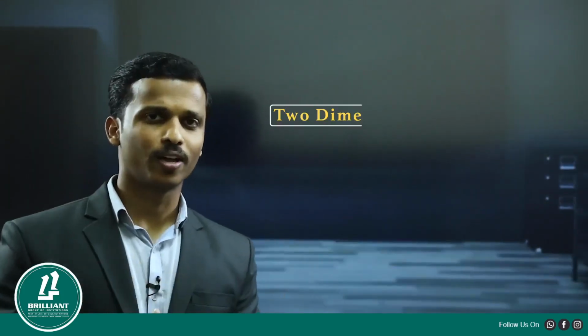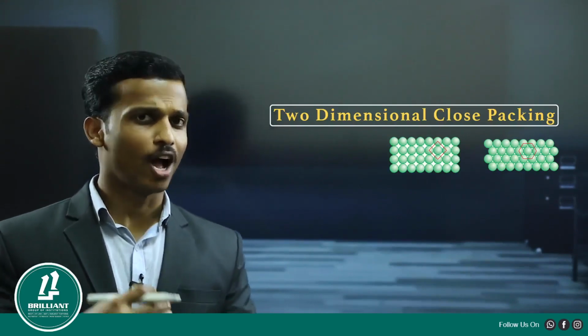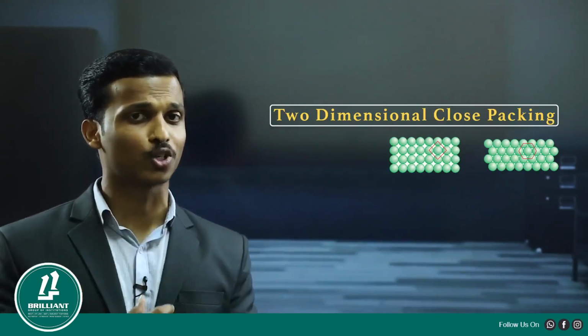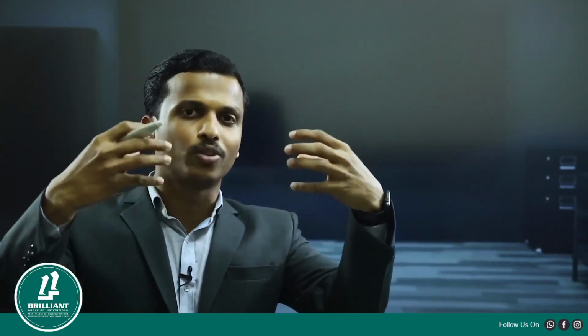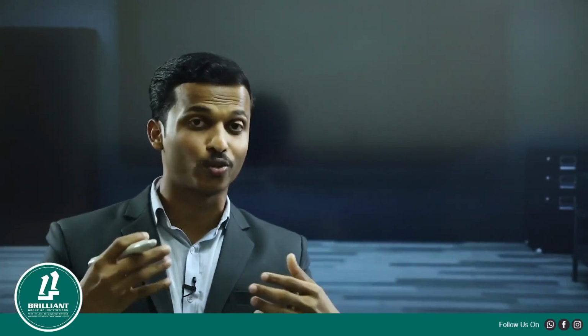Now let's go for two-dimensional arrangement. How can we generate two-dimensional close packing? I already told you what one dimension is. The particles are arranged in a single row, right? If you take so many such rows, and arrange the second row above the first row and the third row above the second row, then you can generate a two-dimensional geometry or two-dimensional close packing. So let's study the different ways of arrangement in two-dimensional close packing.